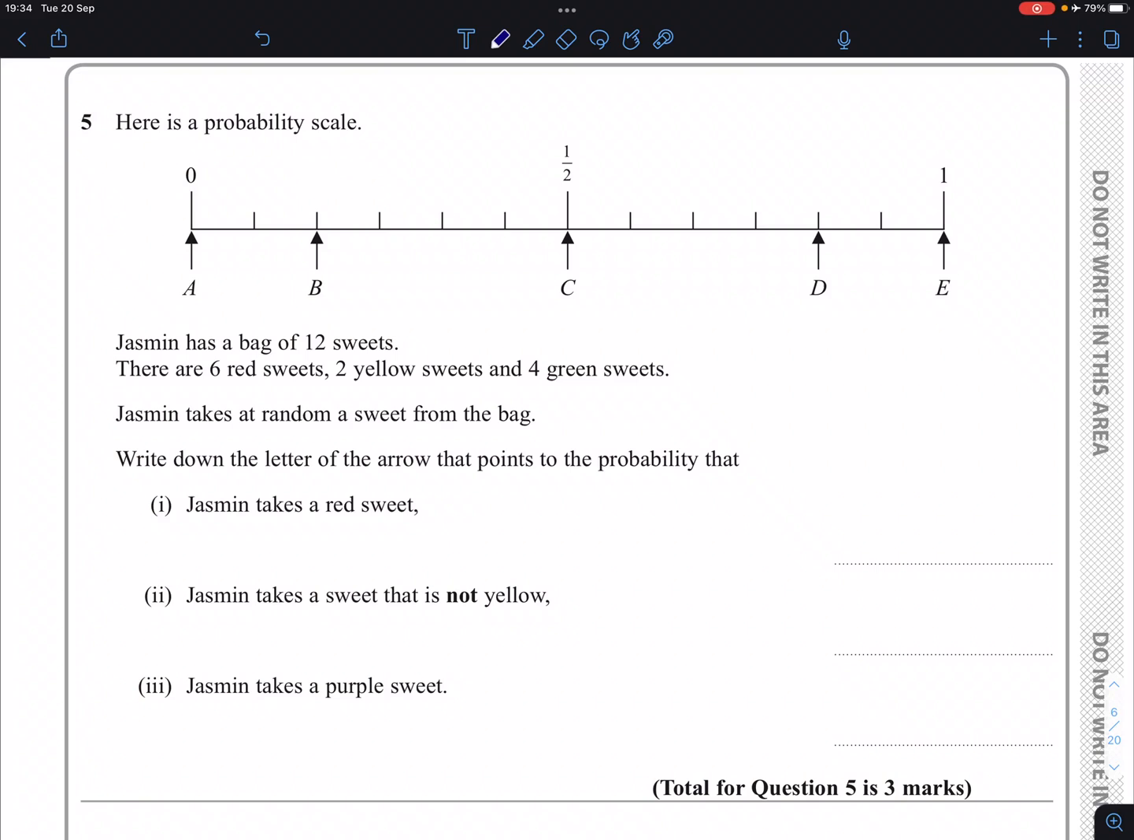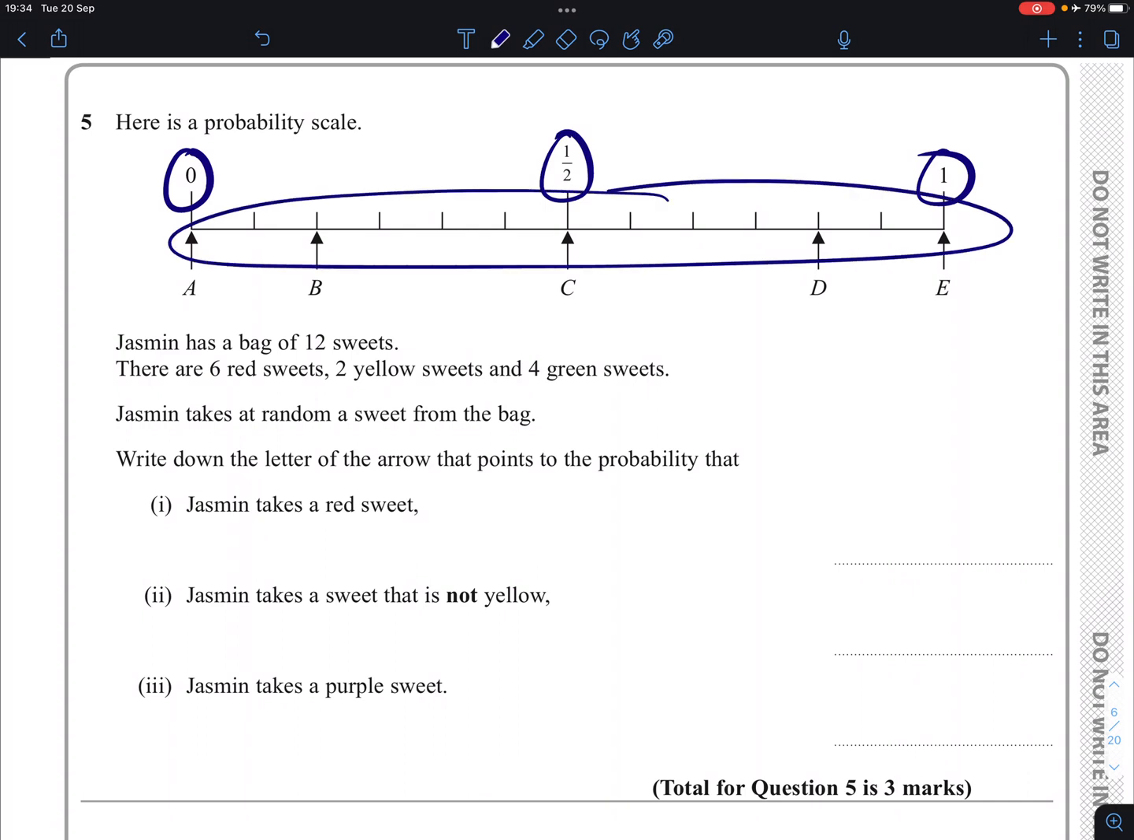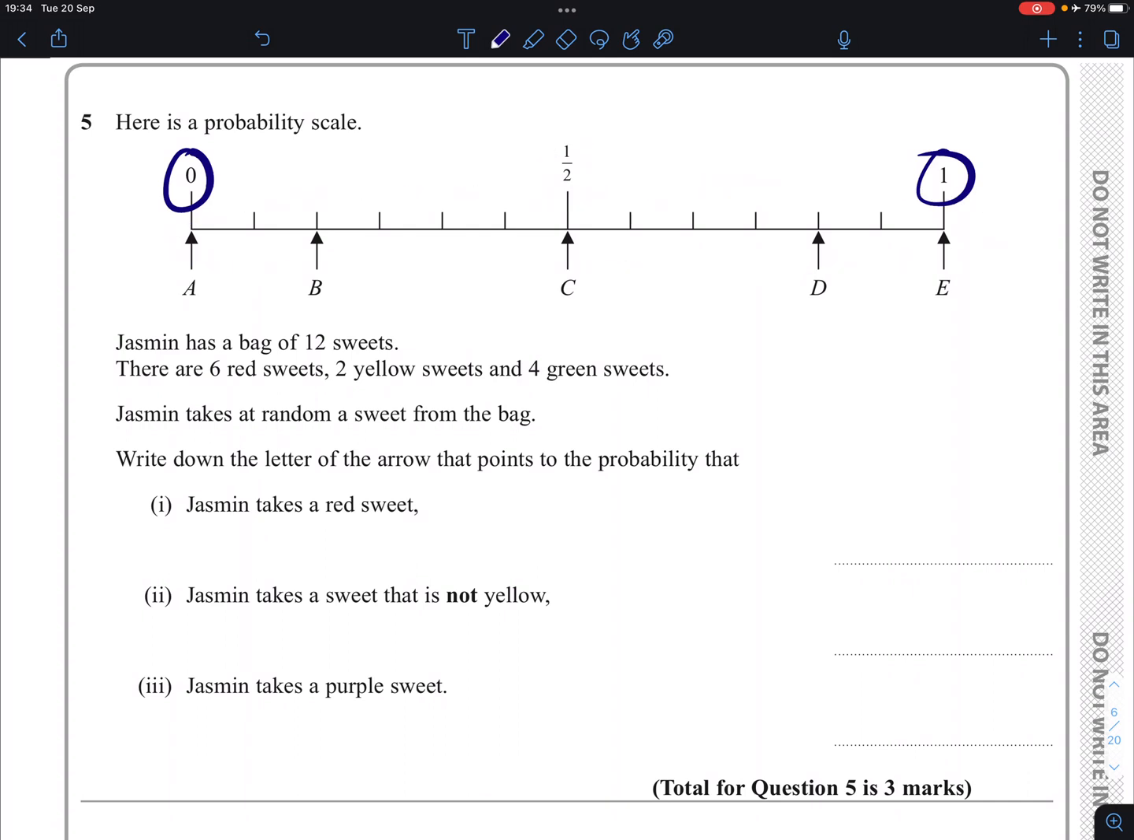Question 5. Here's a probability scale. So we have 0 to 1, we have half in the middle, and we've got a few markings along the way, which we'll look at the scale for that in a moment. Reminder of probability: 0 refers to impossible, 1 refers to certain or definite. Our half is our 50-50 chance or 50-50 probability.